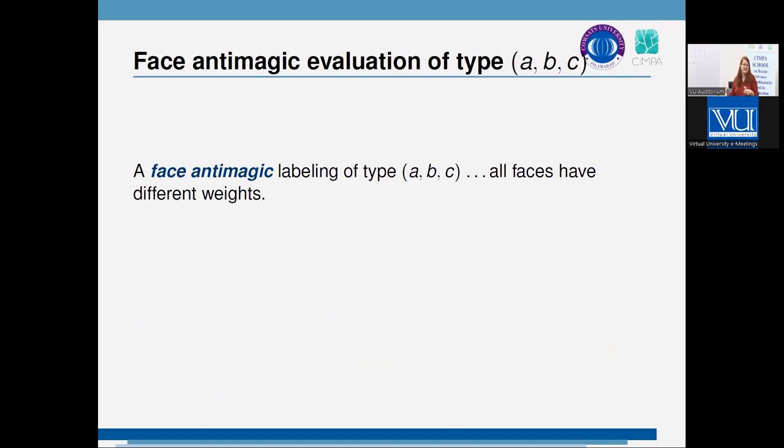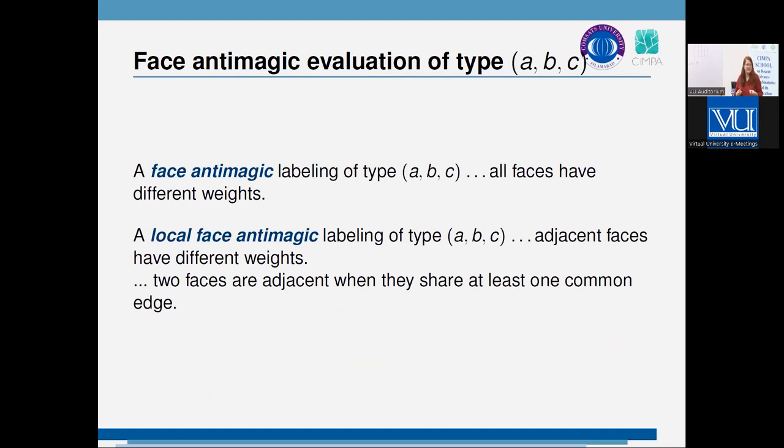We didn't have time to talk about face antimagic labeling in the previous talk, and time is limited. So evidently, we can define face antimagic labeling of type ABC. It is such a labeling that the resulting face weights are all distinct. And for the local version of this face antimagic labeling of type ABC, we require just that the weights of adjacent faces are distinct. What does it mean that two faces are adjacent? We say that two faces are adjacent when they share at least one edge. Okay, is it clear?